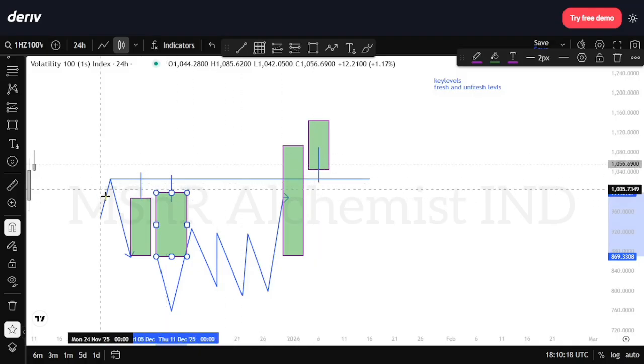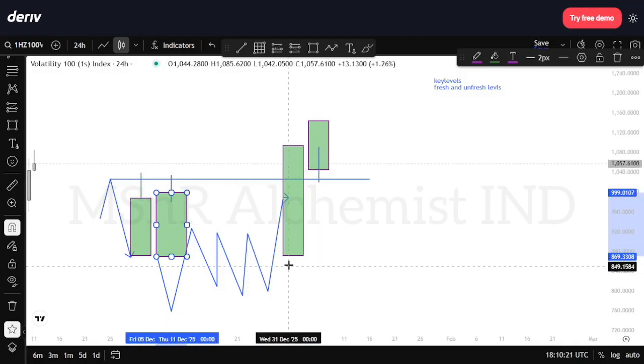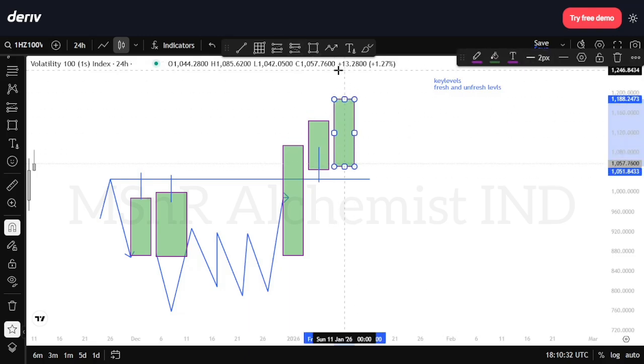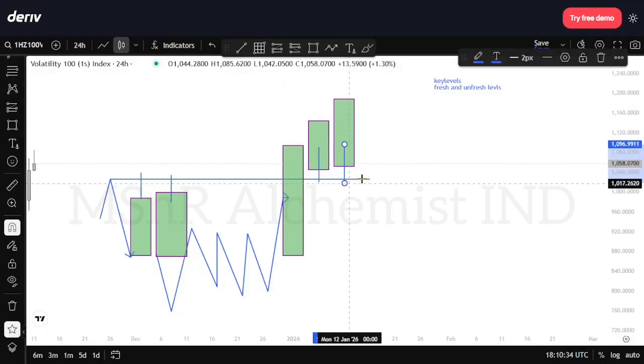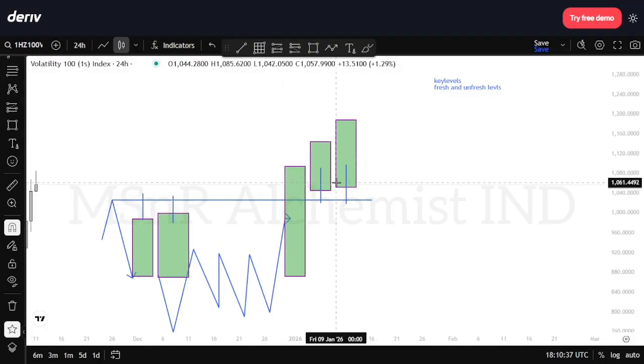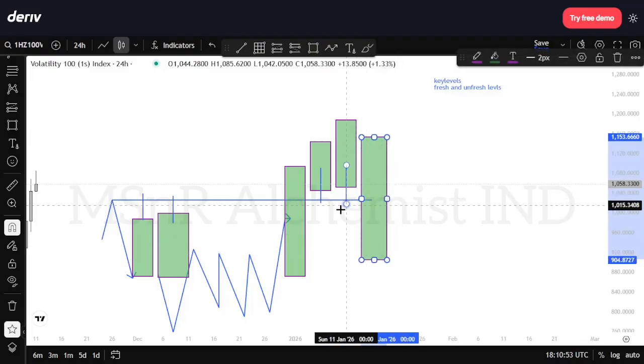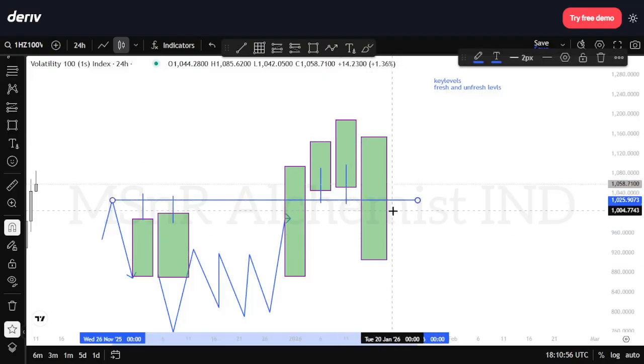Now we count. So this is the first use. It is broken again, and this is the second use. If any candle comes back here and touches with body or wicks, it's not countable. You are not going to count it and not going to trade from here. We only trade the first touch. And for making it fresh, a candle has to close below that support.